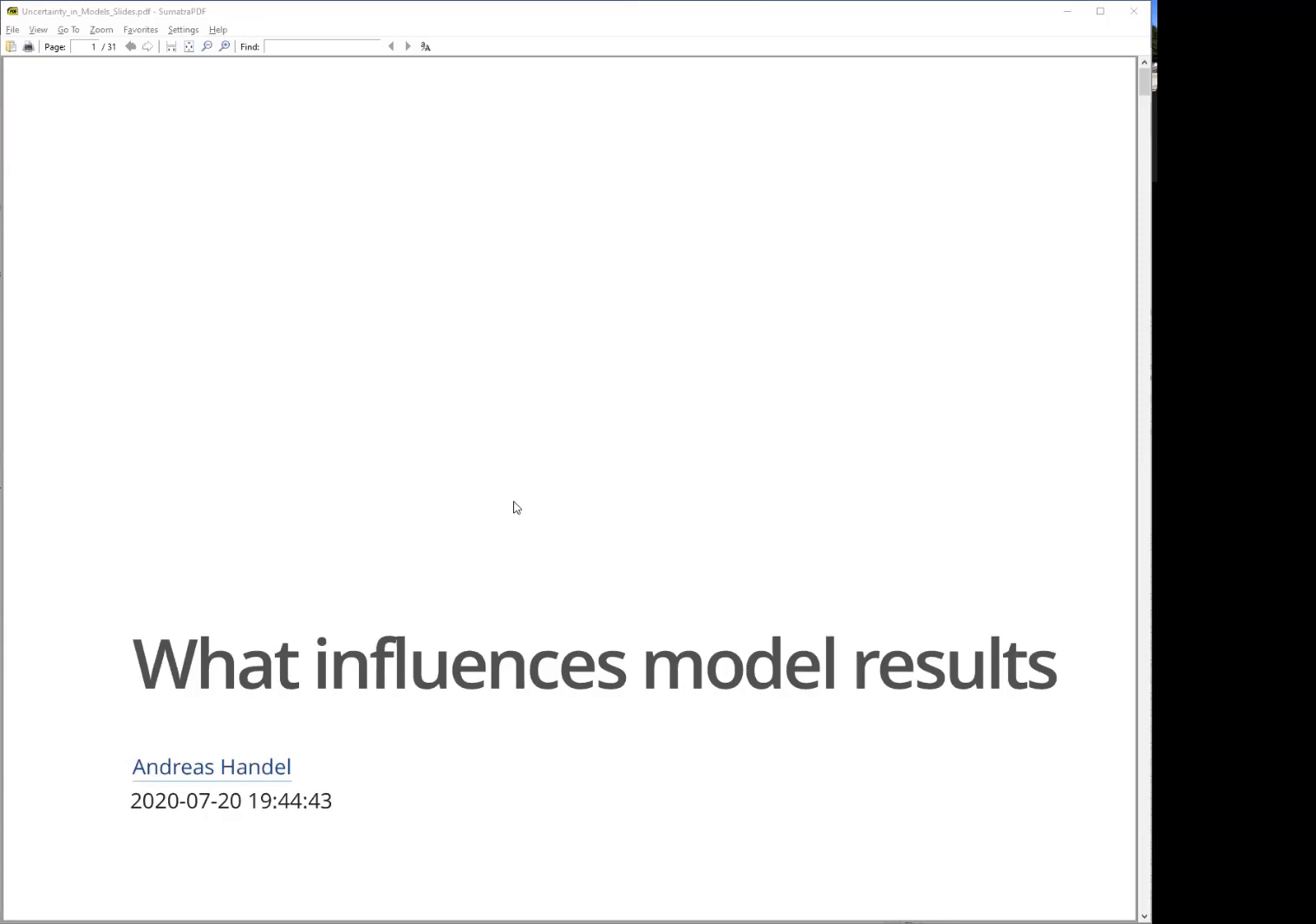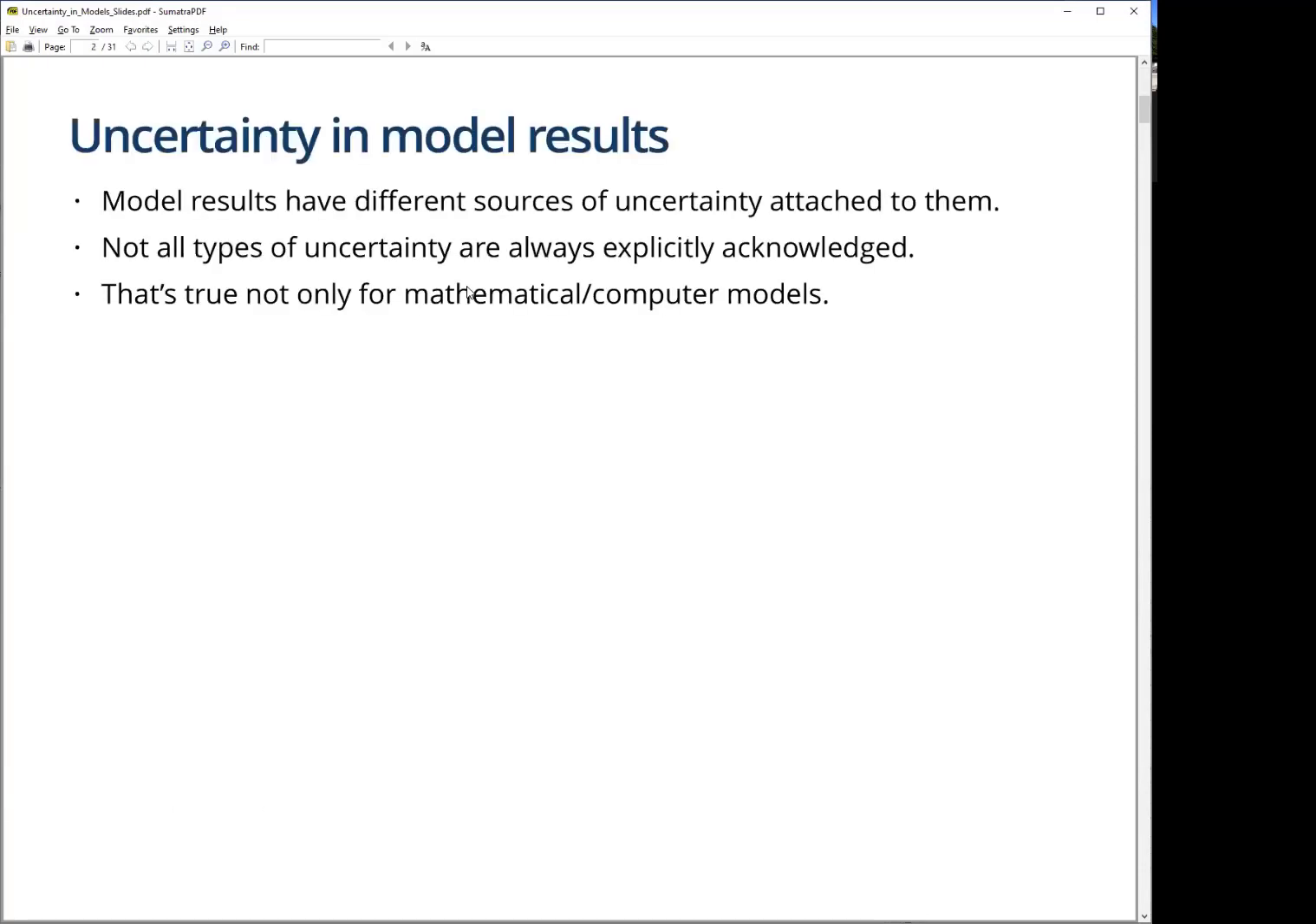So we've touched on some of these topics before, but now I want to discuss them in detail. The question of what impacts the results that you get from your model. There are certain types of uncertainty, and more than one can come into play that can affect the results from your models. You'll see that when you read papers, most of the time these uncertainties are not explicitly acknowledged, but people in the field understand that.